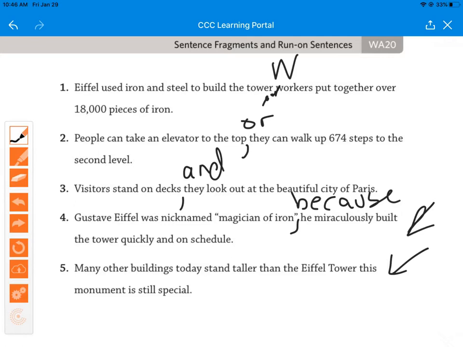Many other buildings today stand taller than the Eiffel Tower. This monument is still special. So we could add at the beginning, although many other buildings today stand taller than the Eiffel Tower, this monument is still special.